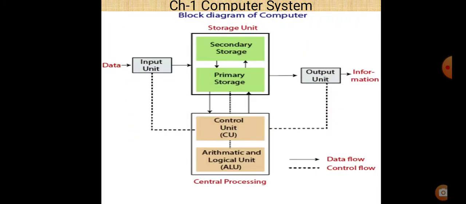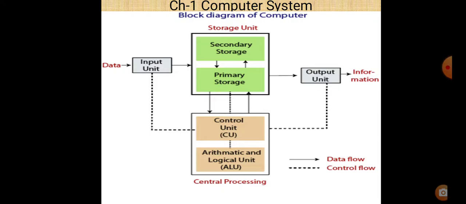And this is the block diagram of a computer system. A computer system is basically divided into four main parts. These are the input unit, output unit, storage unit, and central processing unit. In this block diagram, the four different parts are in four different blocks, and these blocks are interconnected to make a block diagram of a computer system. It was already discussed in our previous video.